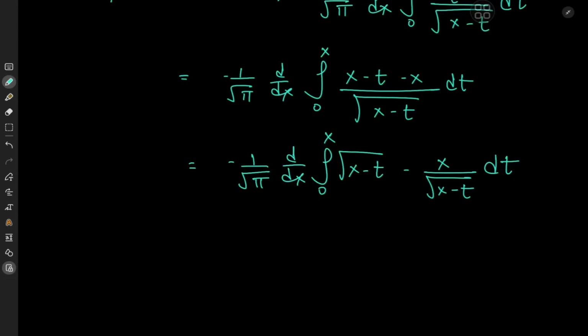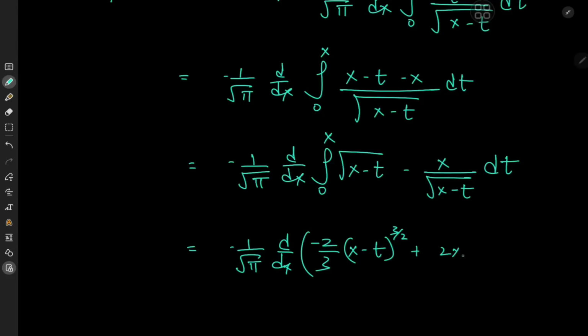So we have a couple of really easy antiderivatives. We have negative 1 by root pi, derivative with respect to x of what exactly do we get? Here's a power of 1/2, so you should get 2/3 times (x minus t) to the 3/2 with a negative sign because we have x minus t over there. Then you have a plus sign over here, and yeah, that's 2x root of (x minus t), and the limits of integration are 0 and x.